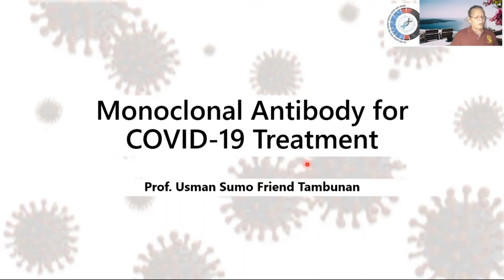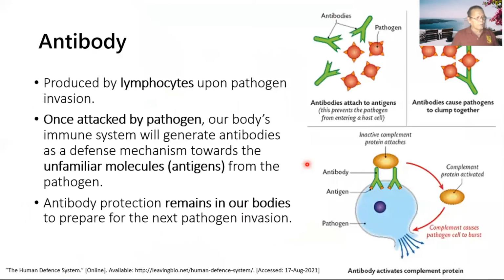Today we will learn about another form of COVID-19 treatment, the one that uses monoclonal antibody. First, I would like to explain about the antibody. Antibody is a protein that is a part of our immune system. Antibody is produced by lymphocytes upon first encounter with the pathogen. When attacked by a pathogen, our body's immune system will generate antibody as a defense mechanism toward the unfamiliar molecule. We call that an antigen from the pathogen.